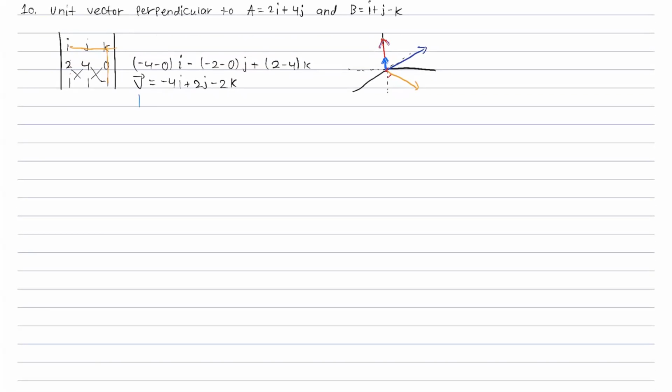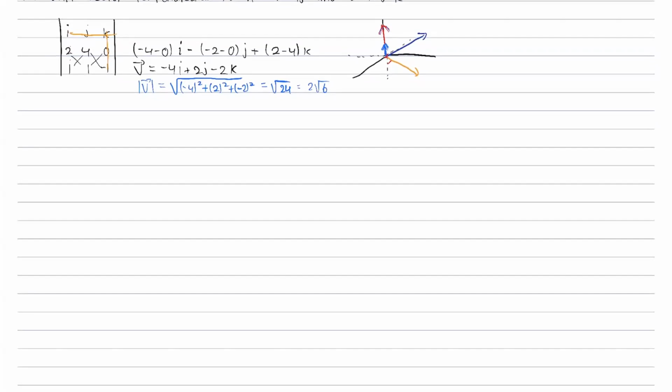So let's find that. The magnitude of this vector is just going to be the square root of negative 4 squared plus 2 squared plus negative 2 squared. Should be square root of 24, which is 2 times square root of 6. Everyone good? That's good. Alrighty.